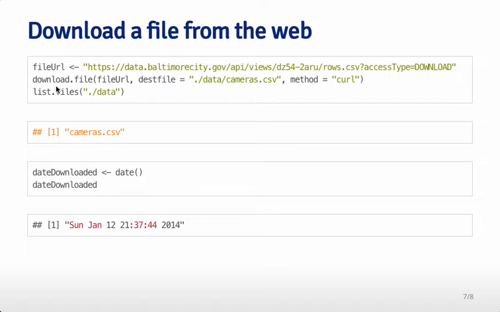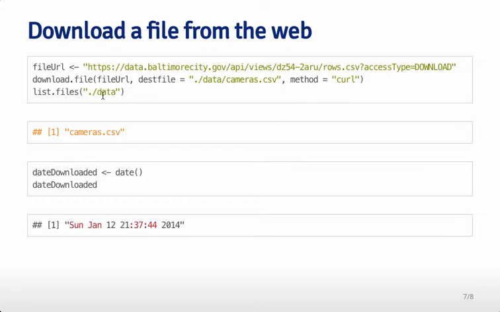Then we pass the download file that file URL that we collected off the website, and we say we'd like to put it in this data directory, and we'd like to call it cameras.csv. We're using .csv because that's the extension that's used for comma-separated files. And the method that we're going to use is curl.